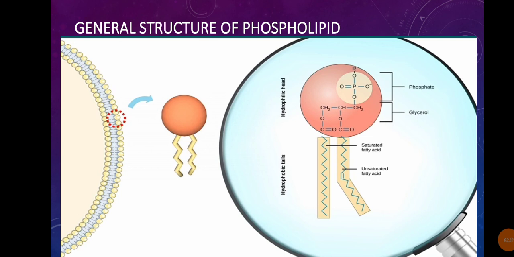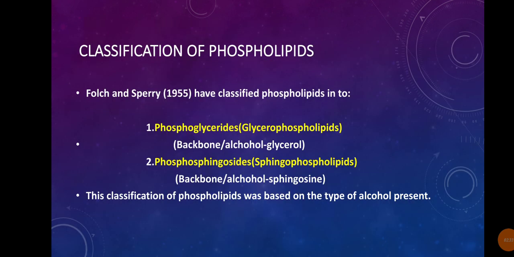As you can see here, the hydrophilic head consists of a phosphate and a glycerol, and the hydrophobic tail consists of the saturated fatty acid and unsaturated fatty acid.